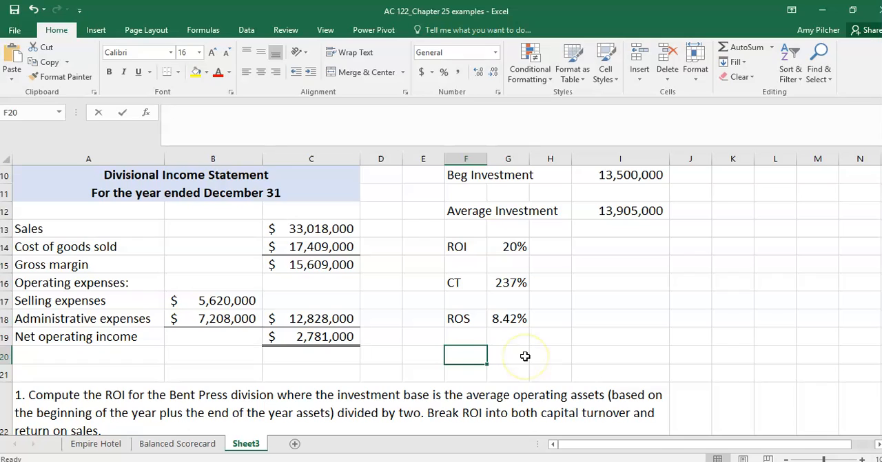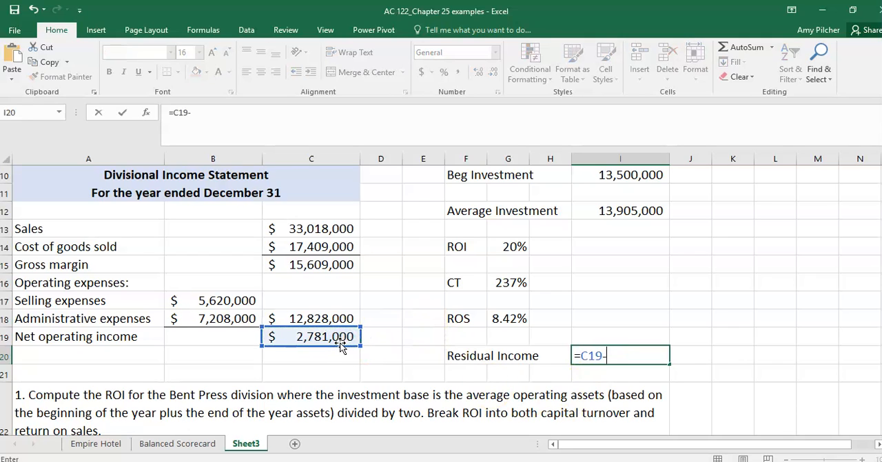And the residual income, which is our net income minus our average investment times the required rate of return. For this organization, the required rate of return is 12%. So our residual income is over $1 million that we're contributing above our required return and the 20%.